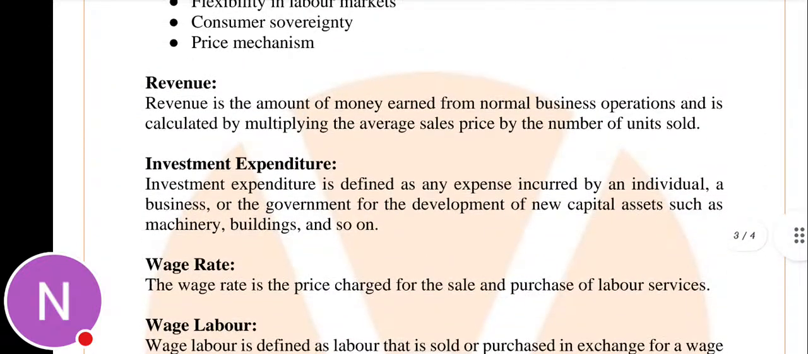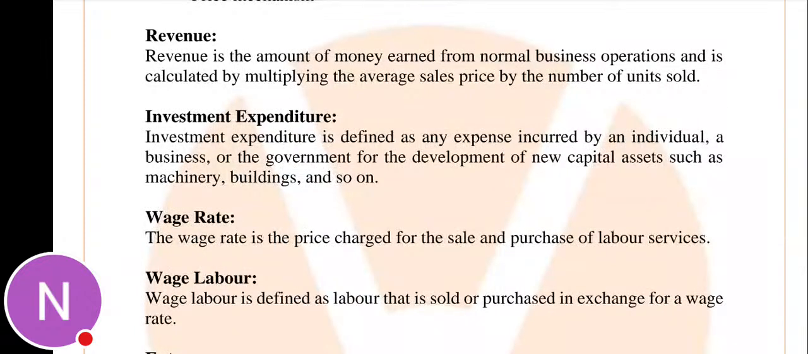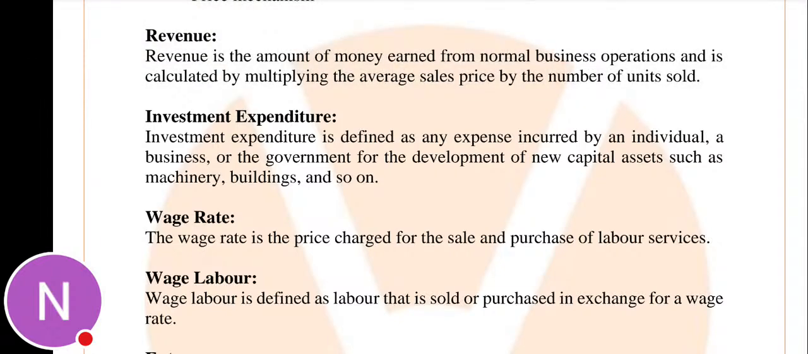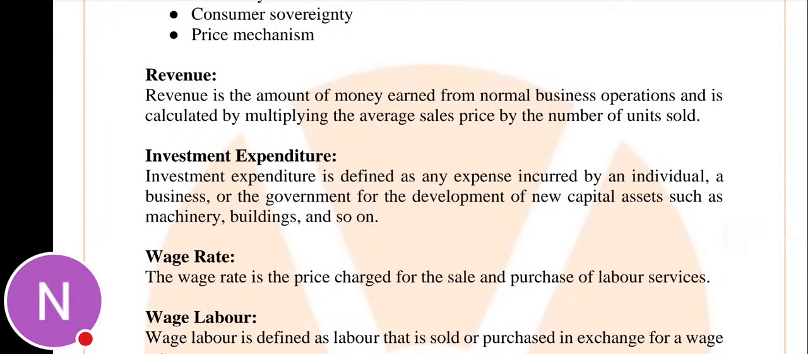First, let us see what is revenue. It is the amount of money earned from normal business operations and is calculated by multiplying the average sales price by the number of units sold. By multiplying the average sale price by the units sold, we find the revenue earned from normal business operations.